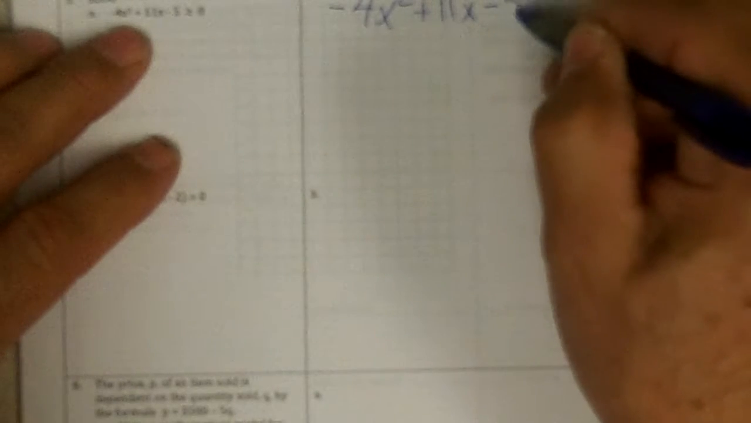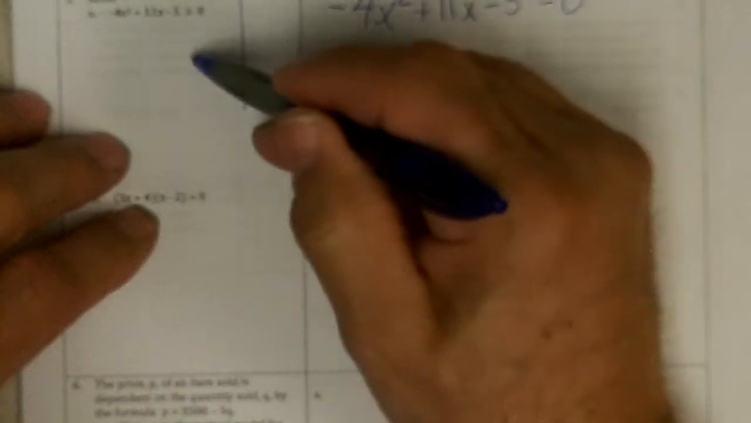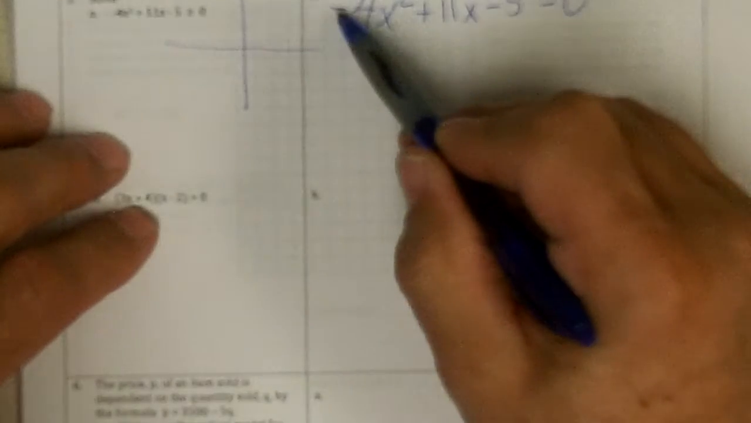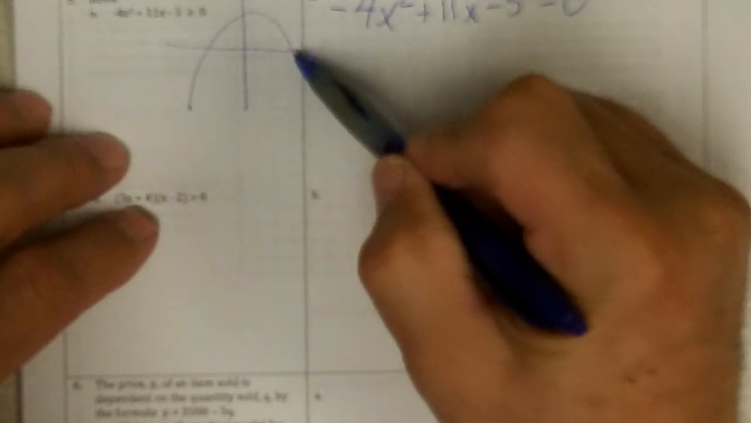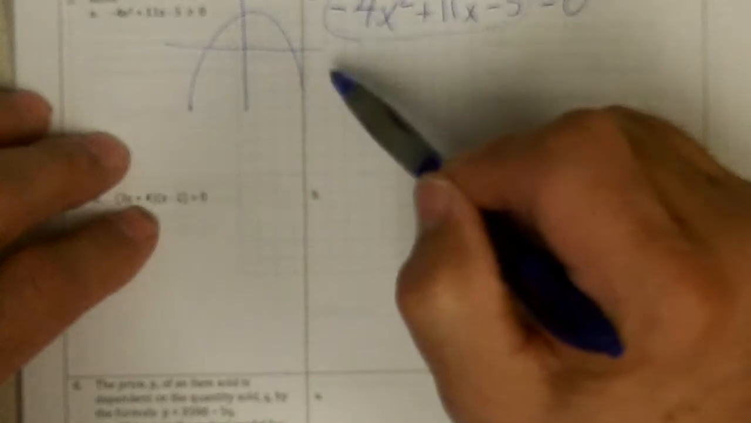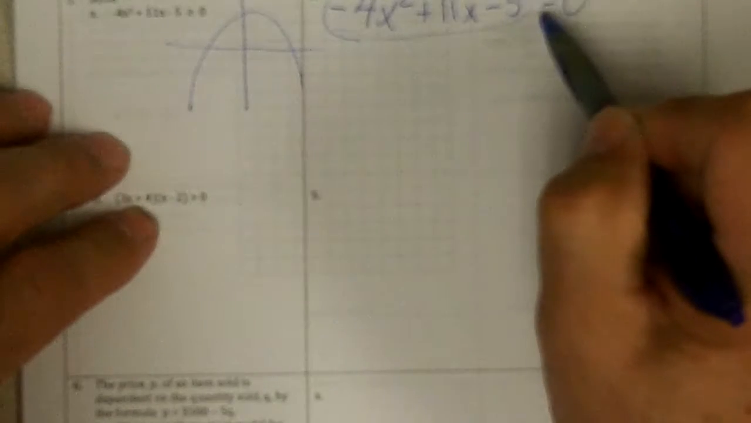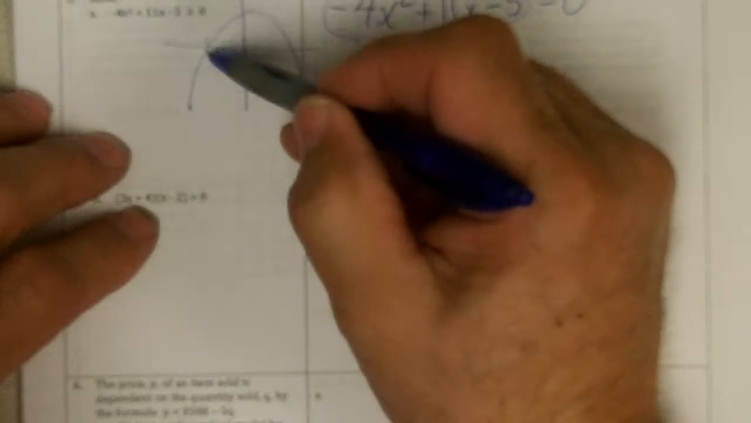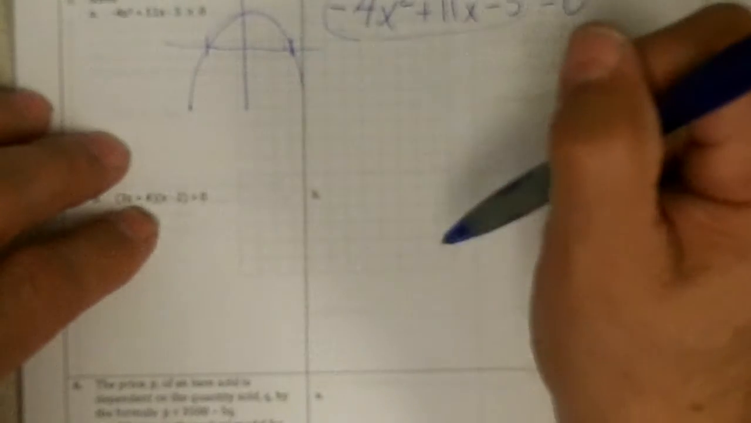Page 2 says to solve this inequality: negative 4x squared plus 11x minus 5 greater than or equal to 0. Now, just thinking about this, this is an upside down parabola. If that was y, we want the y values to be greater than or equal to 0, so we go from the x-intercept to the x-intercept. That's when the parabola would be positive. So we need to find the x-intercepts.